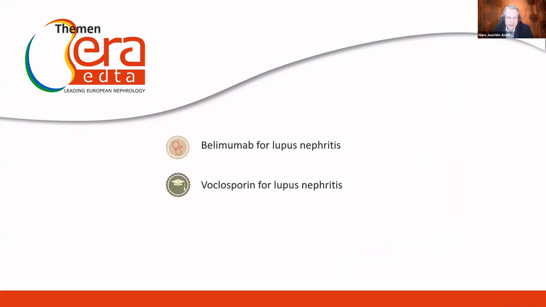So in this 15 minute lecture, I picked only the two drugs, belimumab and voclosporin, which have recently been approved for the treatment of lupus nephritis, at least in the US, voclosporin; belimumab already also in Europe. And that's why we focus on the clinically relevant parts today.